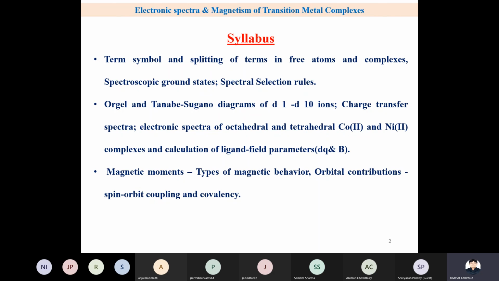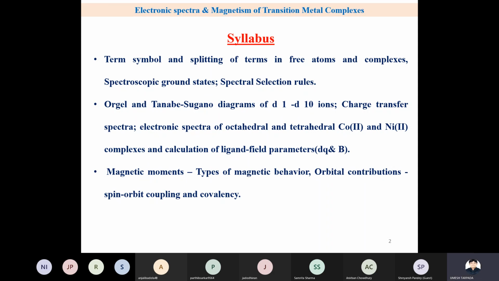Then spectral selection rule. You can have two types of rules. One is the spin allowed spectra, that is the spin selection rule, and the second one is nothing but the Laporte selection rule, that is called whether it is Laporte allowed or forbidden. So that we are also going to decide in this chapter. After that, you can have the Orgel diagram and the Tanabe-Sugano diagram. These are the two very important diagrams in this chapter.